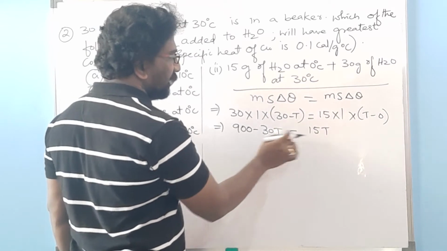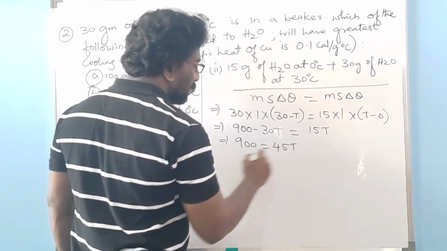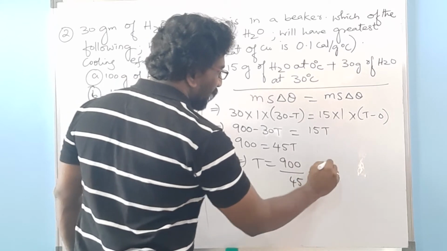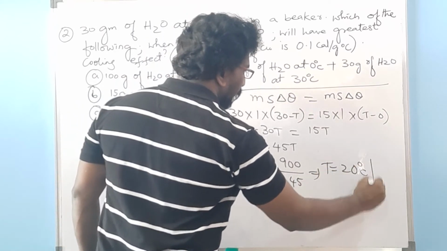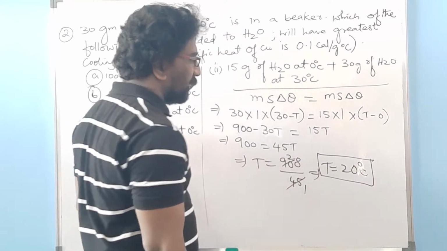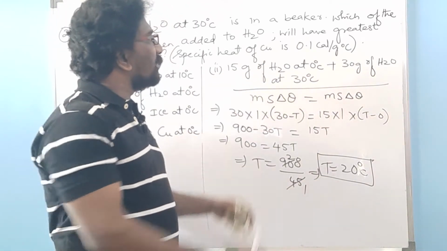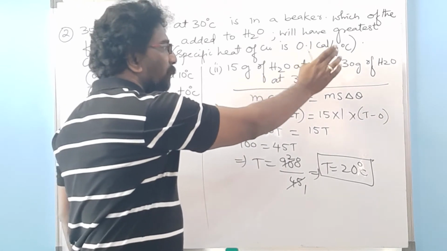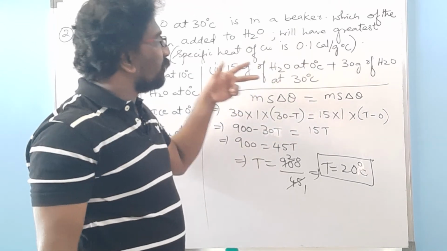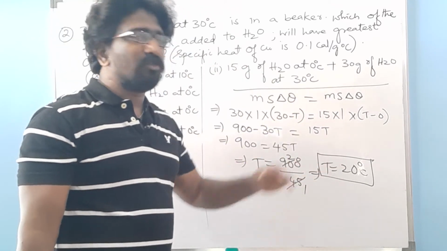Take this 30T onto the RHS side. You will get 900 is equal to 45T. This implies T is equal to 900 over 45, which makes our answer T equal to 20 degrees Celsius. 45 ones are 45, 20s are 900. So whenever you mix 15 grams of water at 0 degrees Celsius with 30 grams of water at 30 degrees Celsius, the resultant water will have a temperature of 20 degrees Celsius.